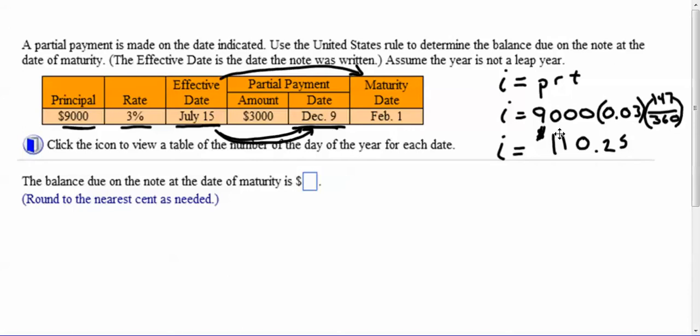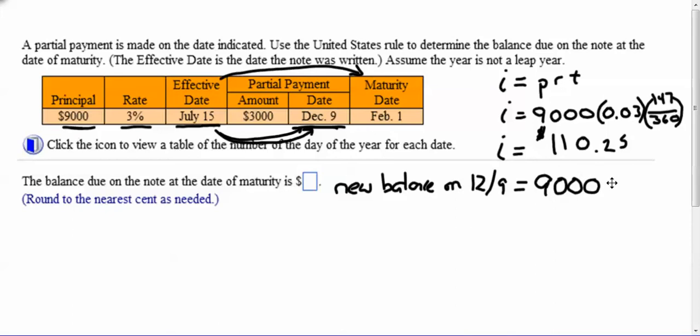So, in order to figure out what the new balance is on December 9th, or right after December 9th, once we make that payment, I'll just write new balance on 12/9 will be equal to the $9,000, but we're going to be able to reduce that principal. But we're not going to be able to reduce the principal by a whole $3,000 because we have to pay the interest first. That's what the U.S. rule says. The U.S. rule says you first have to pay your interest, then you can reduce your principal.